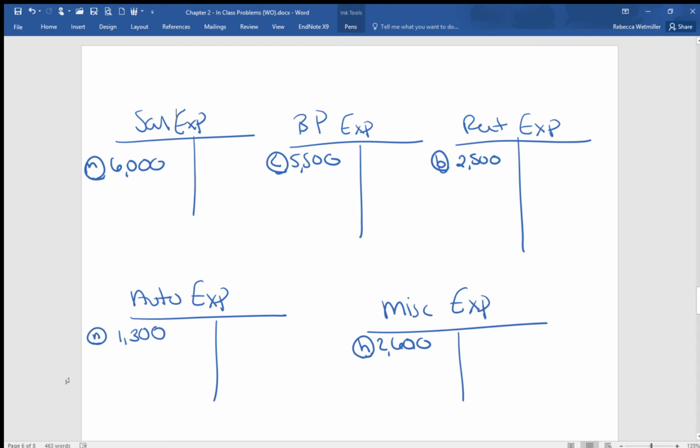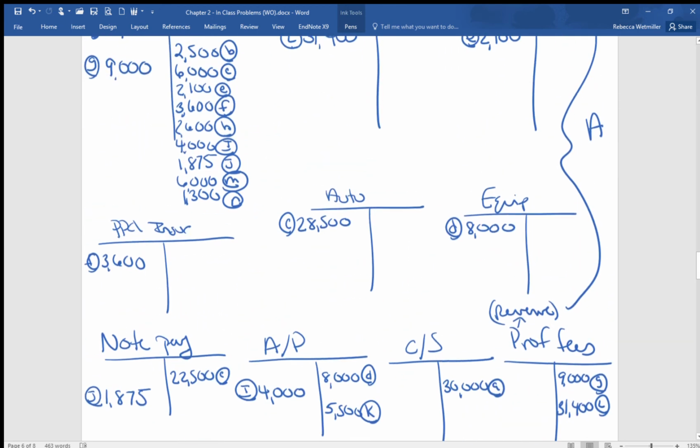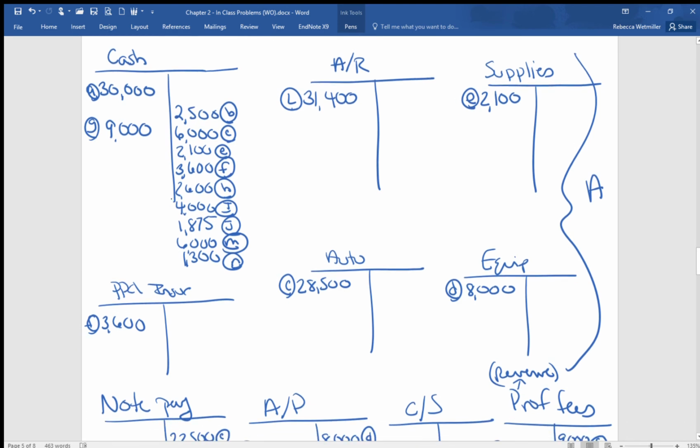Part 2 says determine the account balances of the T accounts. So if I scroll up here and start with my cash balance, one that has the most stuff going on, in order to determine the ending balances, I need to add my debits and subtract all of my credits. So I would have 30,000 plus 9,000 minus 2,500 minus 6,000 minus 2,100 minus 3,600 minus 2,600 minus 4,000 minus 1,875 minus 6,000 and minus 1,300. And if I do all of that, my debits are going to be larger than my credits, and I end up with a balance of $9,025.